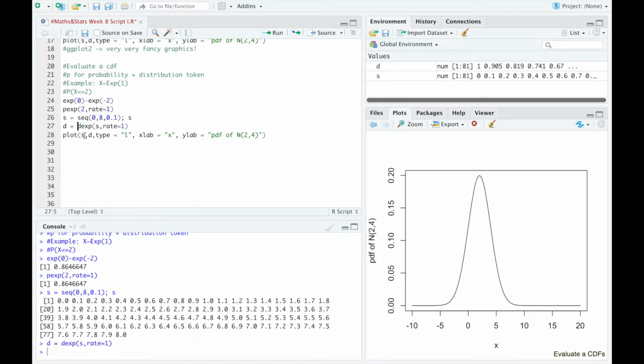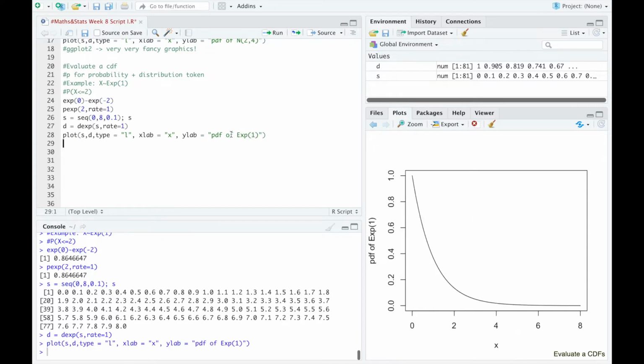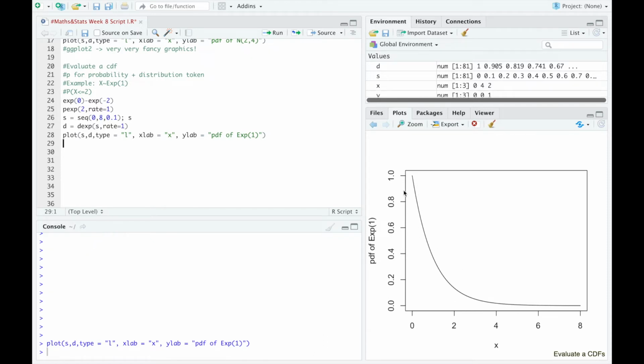Of the exponential, I'll just change this to the PDF of the exponential with parameter 1, and we should have the plot. Okay, it looks very plausible. So we have plotted the PDF of the exponential. Just to recall, the CDF of the exponential evaluated at 2 is just this area below the curve before 2.